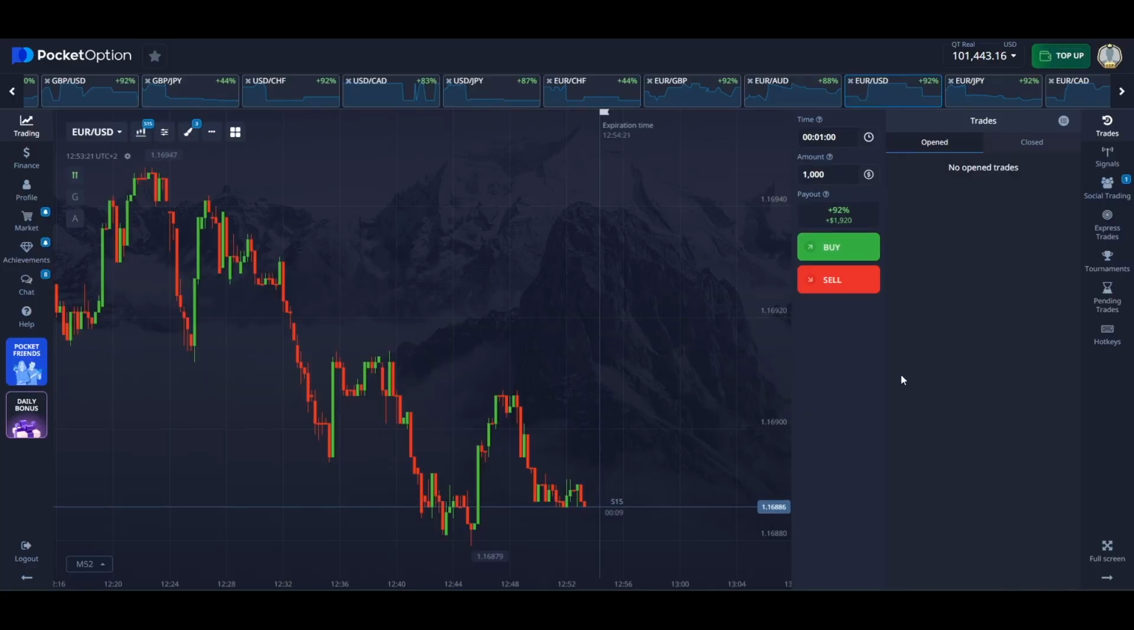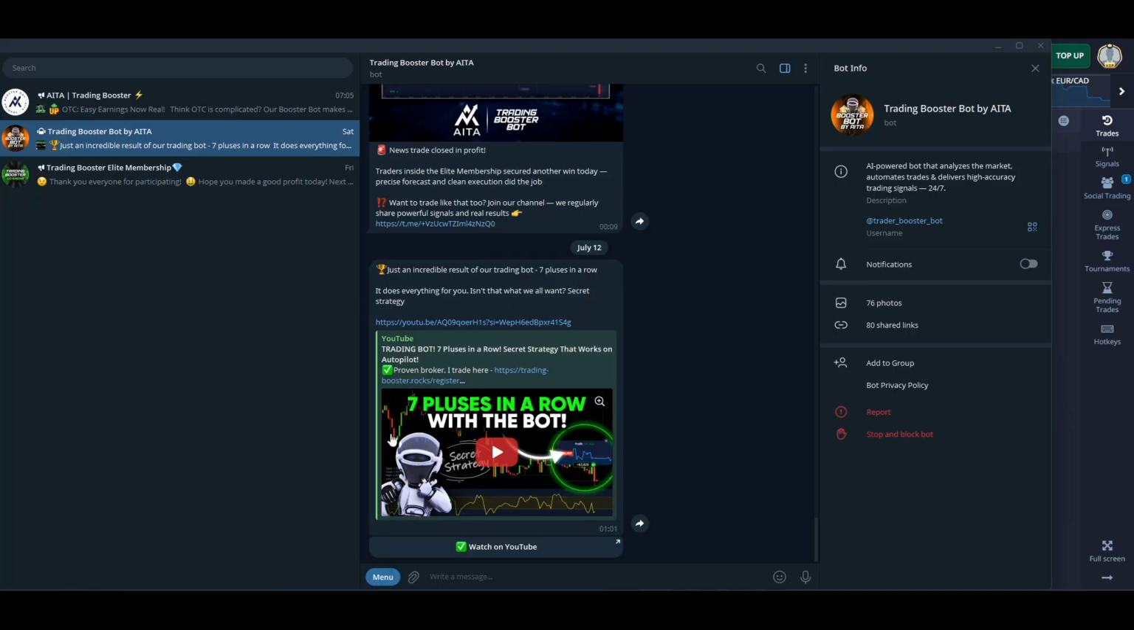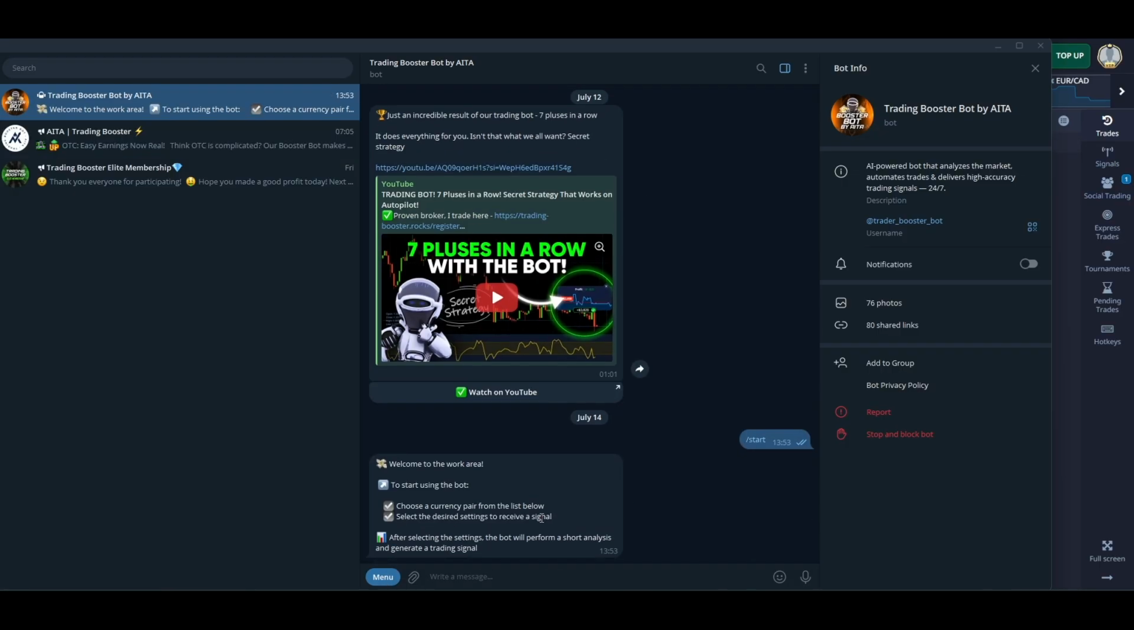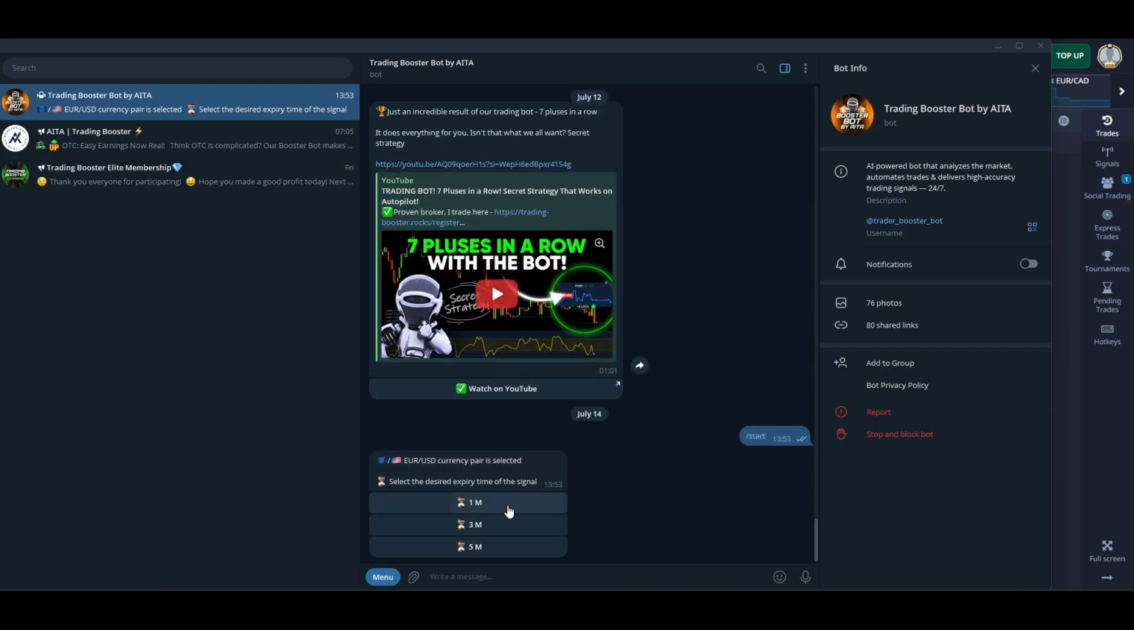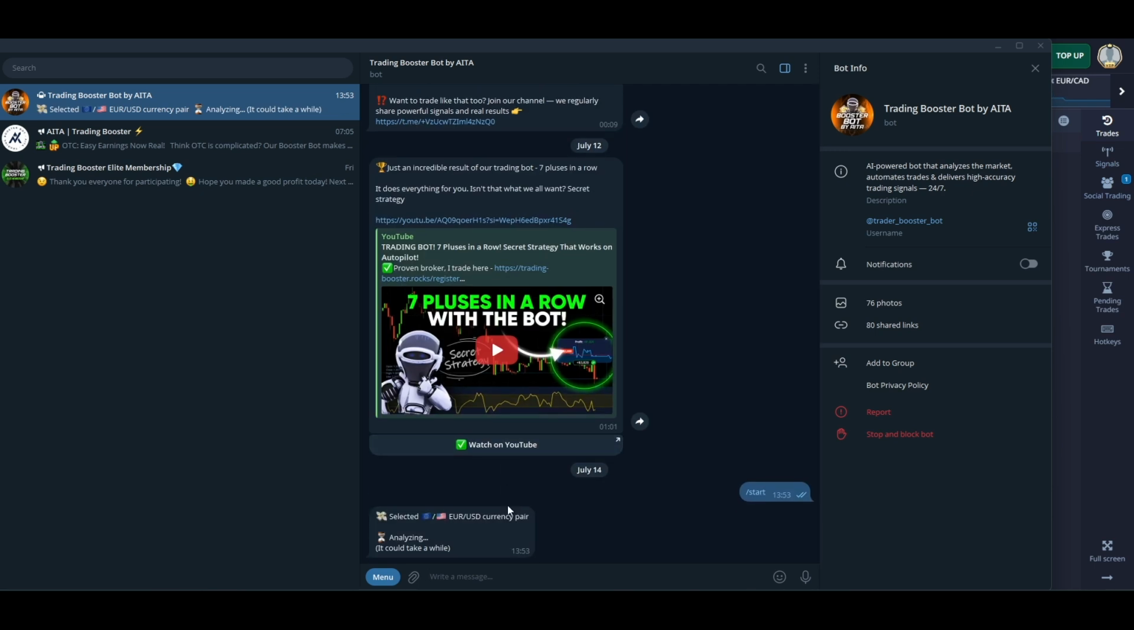First, let's take a look at what BoosterBot is actually capable of. I choose the Euro to US dollar currency pair. I select a 1-minute trade time, set the amount, and now, without doing any analysis, I switch over to the bot. Activating it with the start command, I now select the Euro to US dollar currency pair and choose the same trade time as I did on the platform.